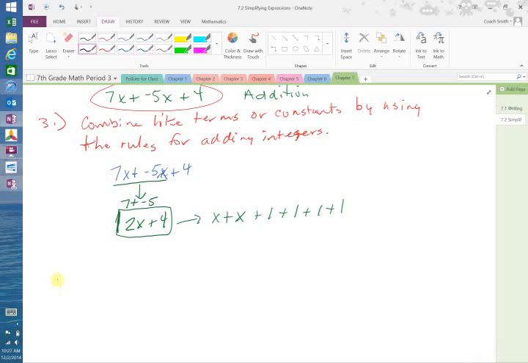4K minus 10 plus 7 minus 7K. Okay, 4K minus 10 plus 7 minus 7K.